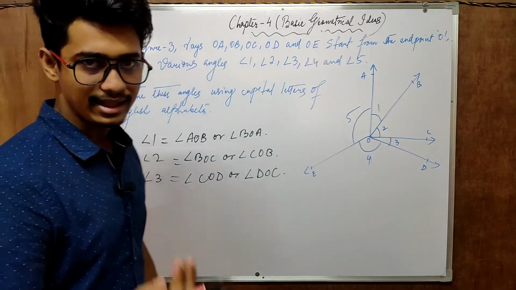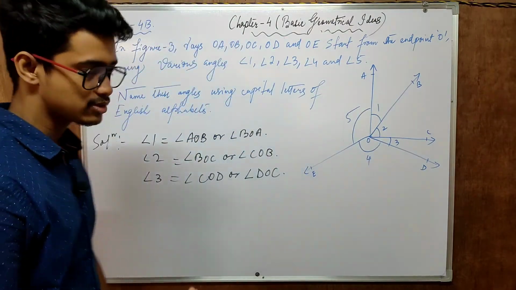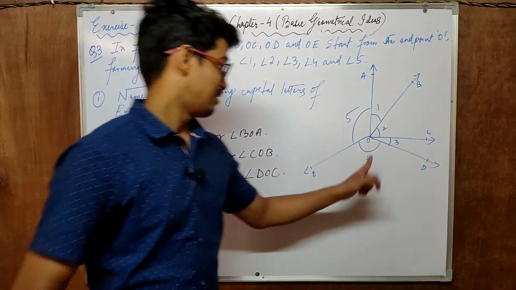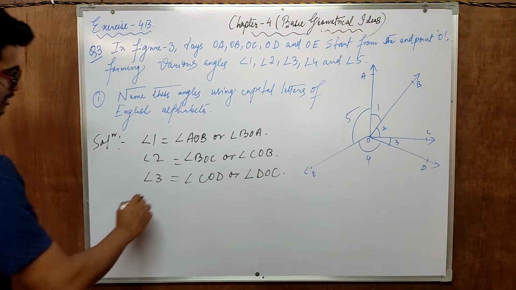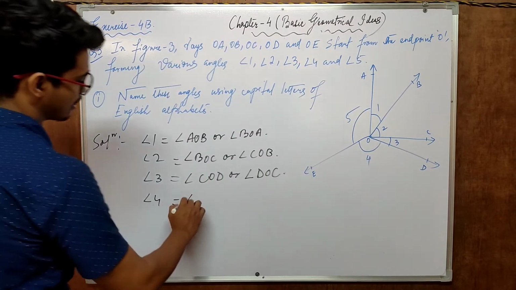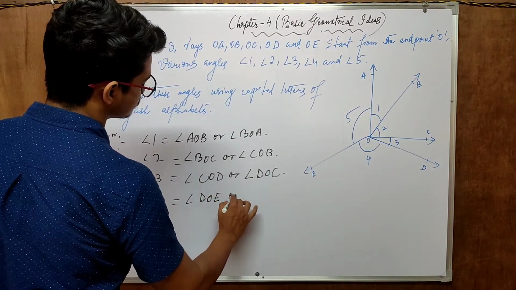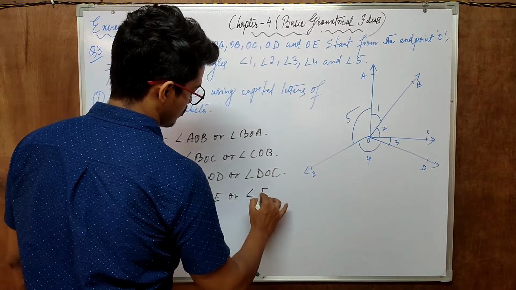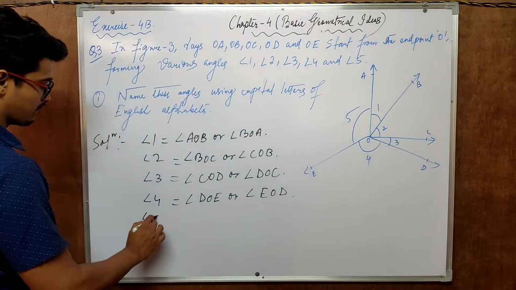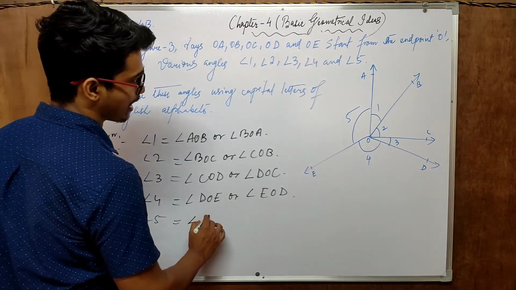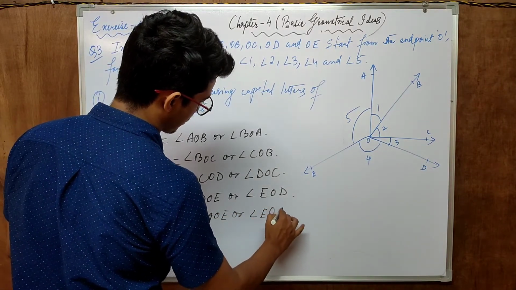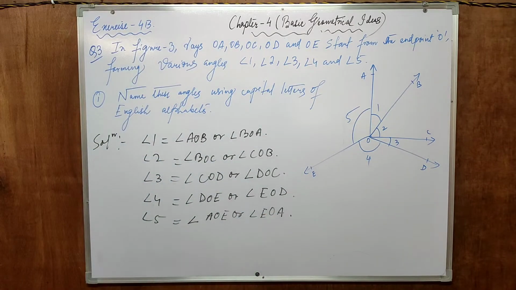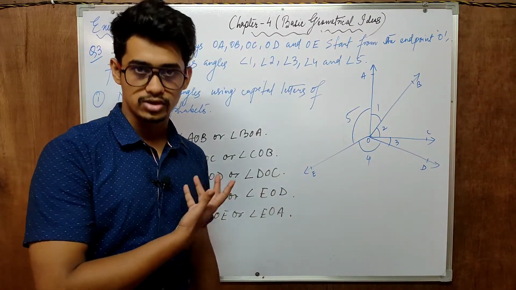What we need to fix in our mind before doing this question is that the meeting point should lie in the middle. That's it and nothing else. 4 will be angle DOE or angle EOD. Last but not the least, angle 5 is nothing but angle AOE or angle EOA. That's it. So that's about question number 1. Let's move on to our next question.